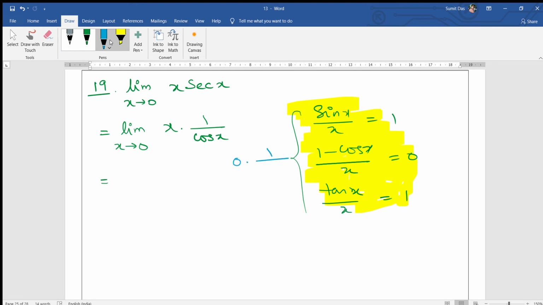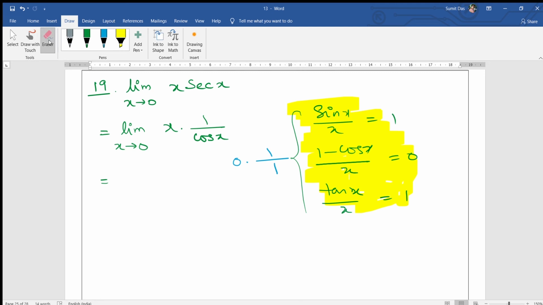Anyone? What is the value of cos 0? I hope everyone knows it is 1, right? Value of cos 0 is 1. So if you put cos 0, it will be 1. Look, denominator is not 0. So when denominator is not 0, we can approach that value. We no need to change anything.